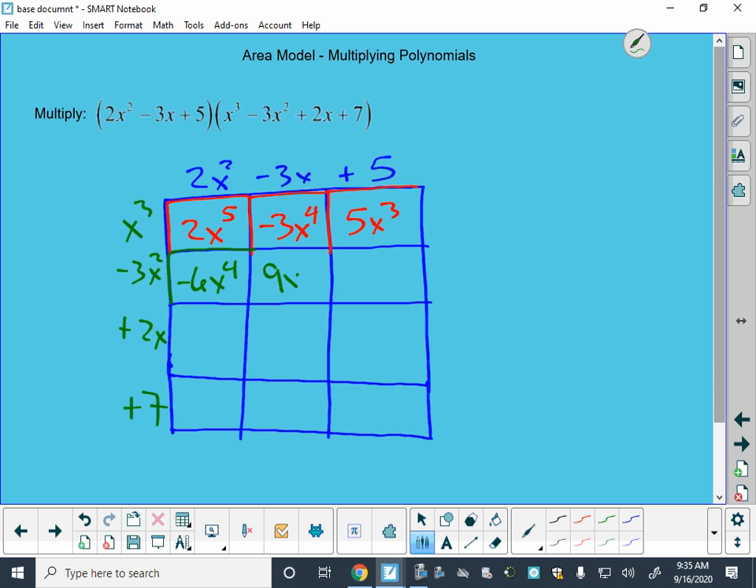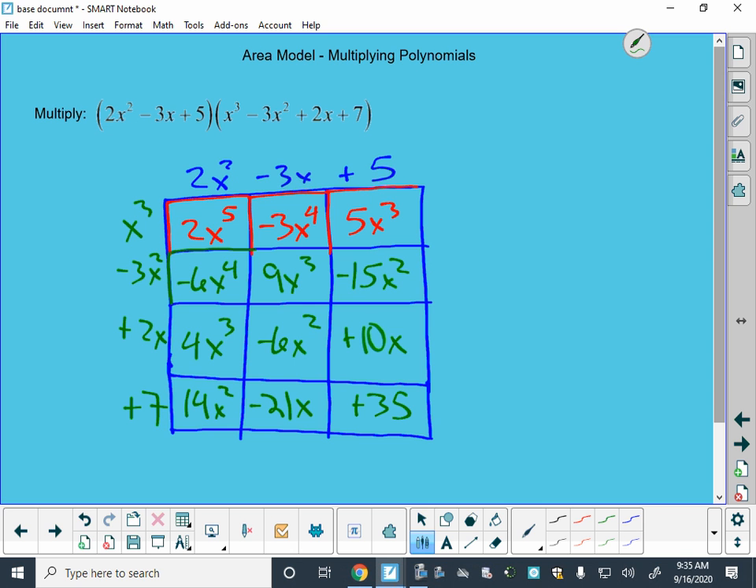This one then becomes a 9x cubed. We have a negative 15x squared there. 2 times 2 is 4. X cubed times x is x cubed. Negative 6x squared. Positive 10x. 14x squared. Negative 21x. And a positive 35. Okay, so these are all the pieces.